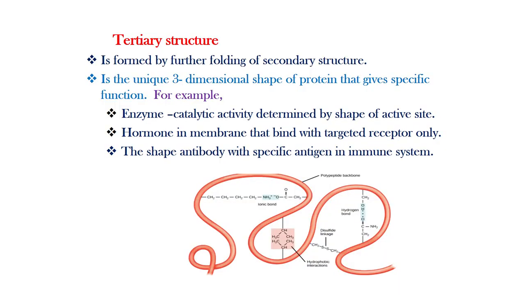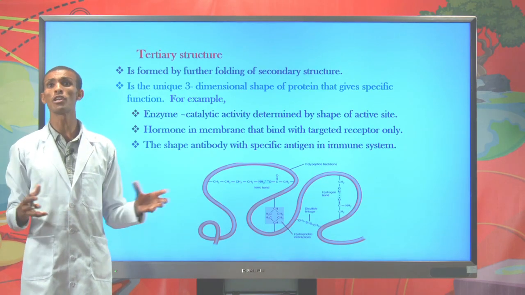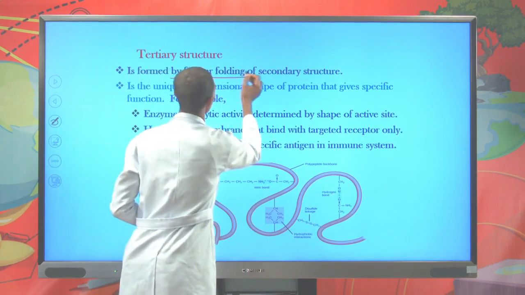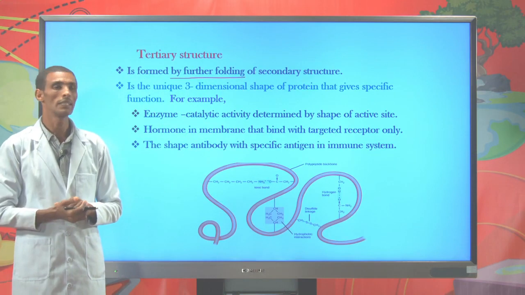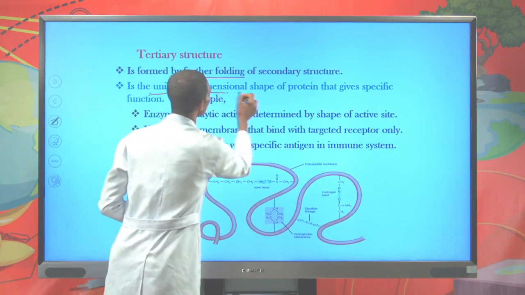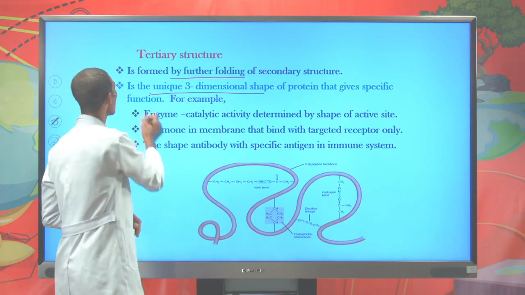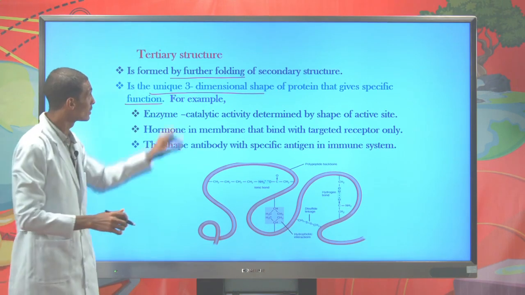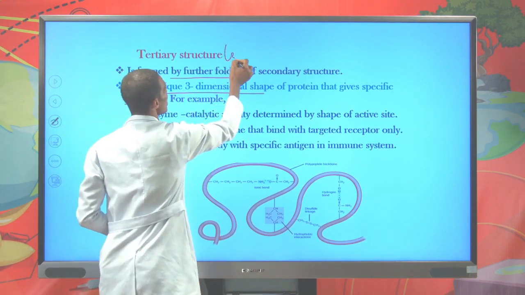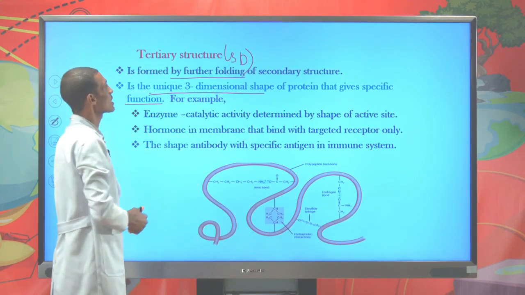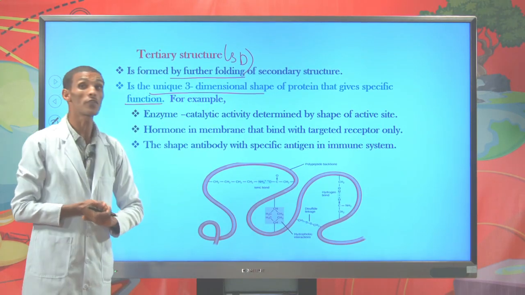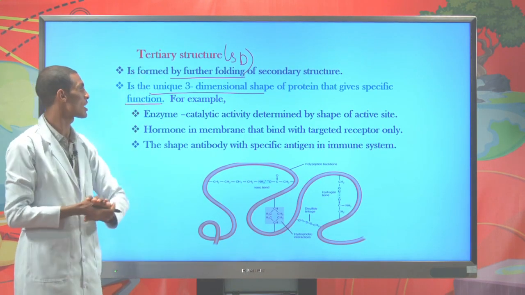Tertiary structure. Tertiary, as its name indicates, forms when secondary structure becomes folded together; further folding of secondary structure makes the tertiary structure. It gives a unique three-dimensional shape for the protein to perform a specific function. As a result, they are capable of performing a specific function. This is because of the tertiary structure.